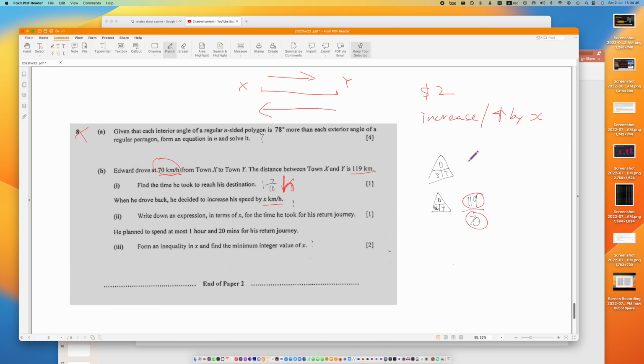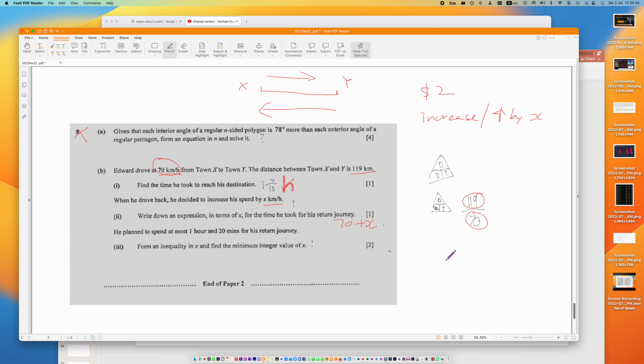What plus X? 2. So the final amount is 2 plus X. Yes. Then what about the final speed? 70 plus X. Very good. So 70 plus X. And then what's the distance?